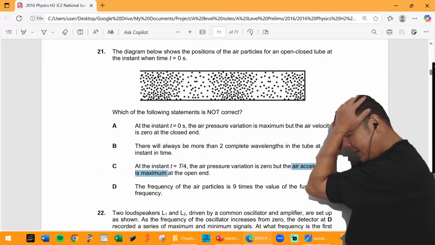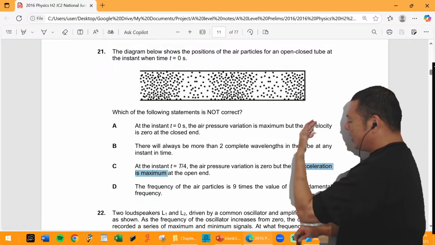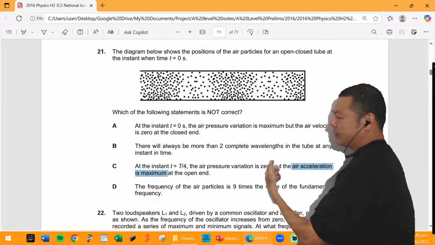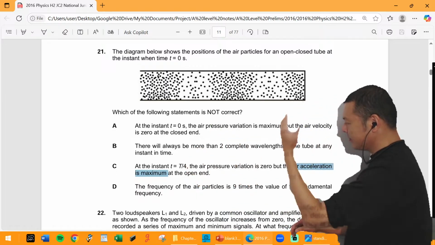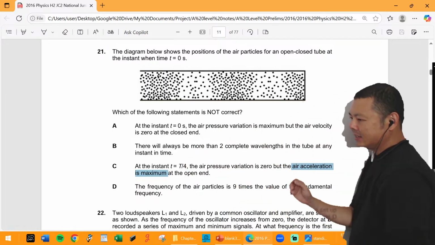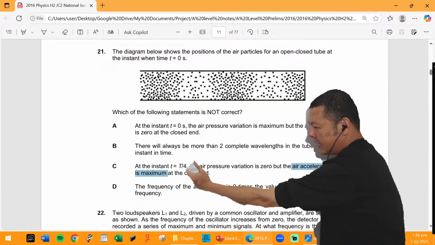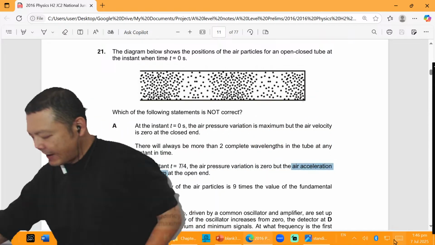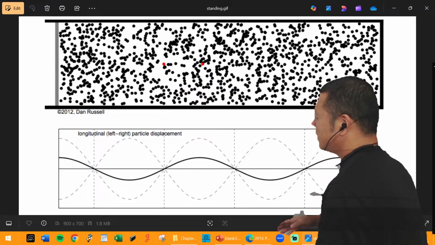Oh! Yes. Okay. That's why this is wrong, because at the open end, the acceleration is supposed to be zero when t equals the period over 4. Sorry. So C is the answer, because at t equals T over 4, the graph is straight. All the particles except the nodes have their respective greatest velocity, right?